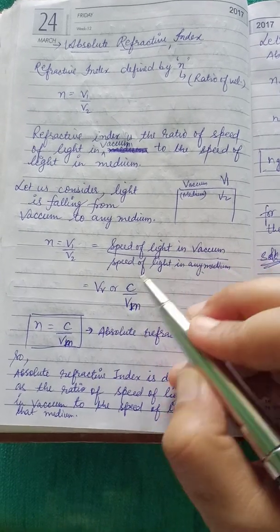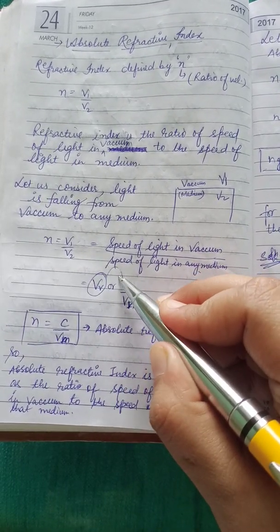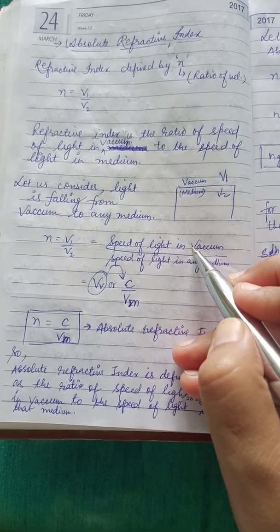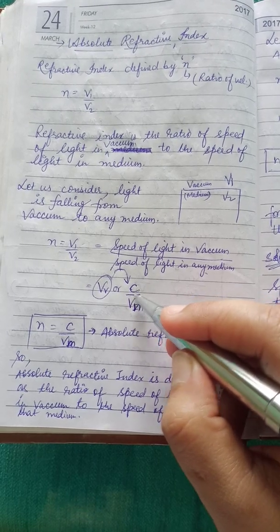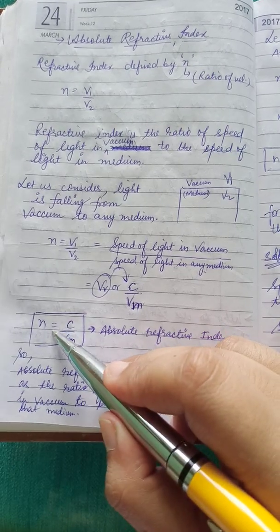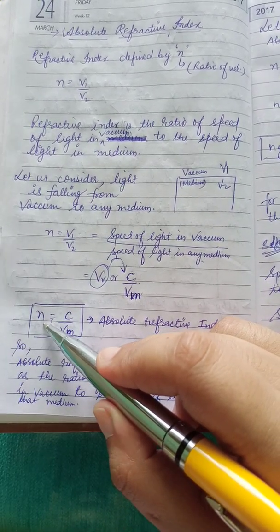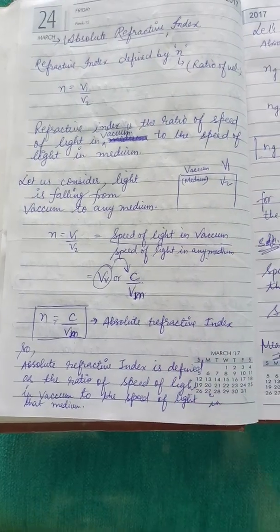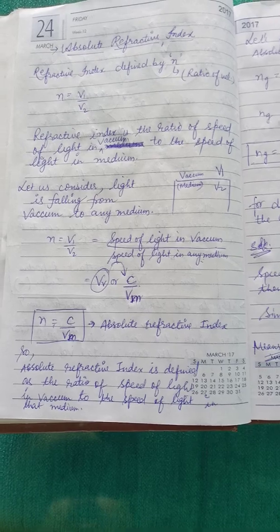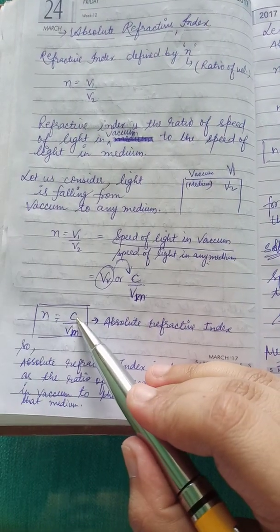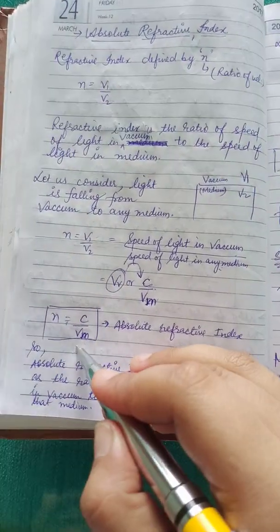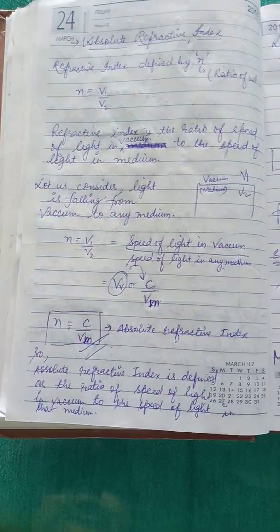And while writing v for the speed of light in vacuum, I can also use c. c is the symbol we use in physics for the speed of light in vacuum. Hope you remember. That is c upon the speed of light in any medium, v small m. Okay, so the absolute refractive index becomes here c by vm. That is, absolute refractive index is defined as the ratio of speed of light in vacuum, that is c, to the speed of light in any other medium. Remember it very carefully. This is our absolute refractive index.